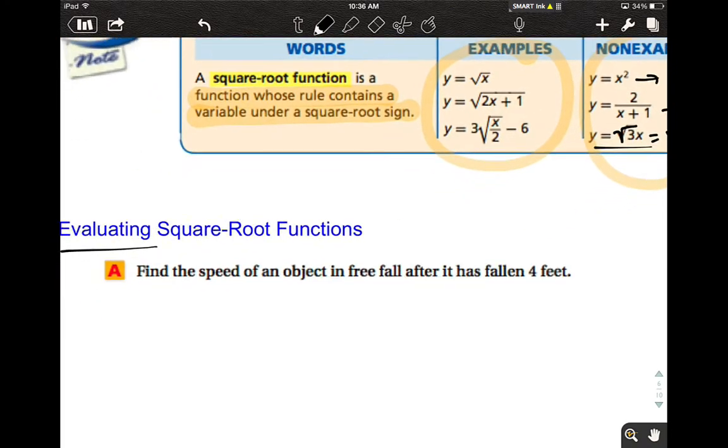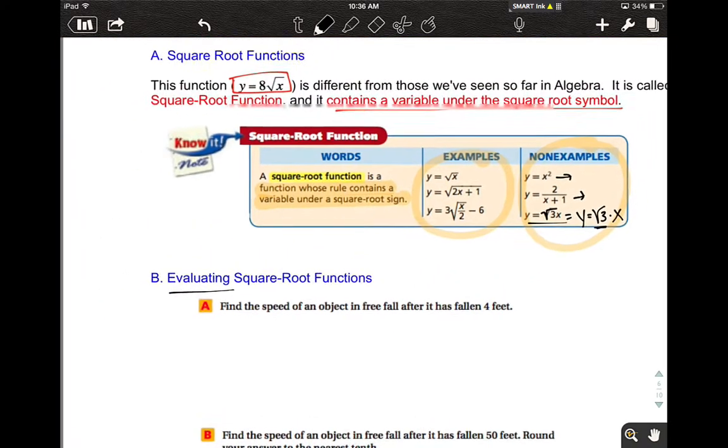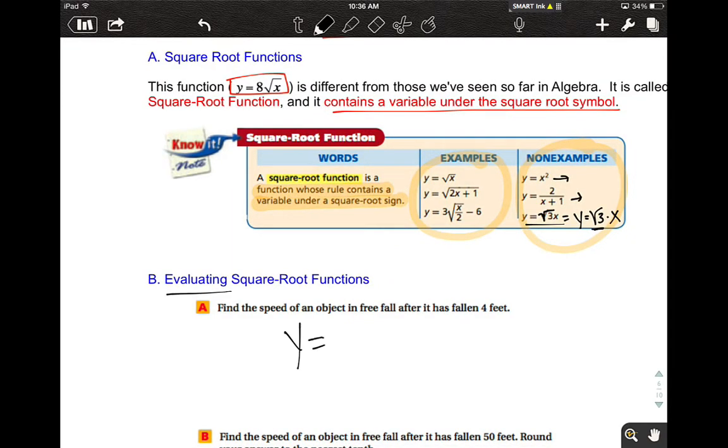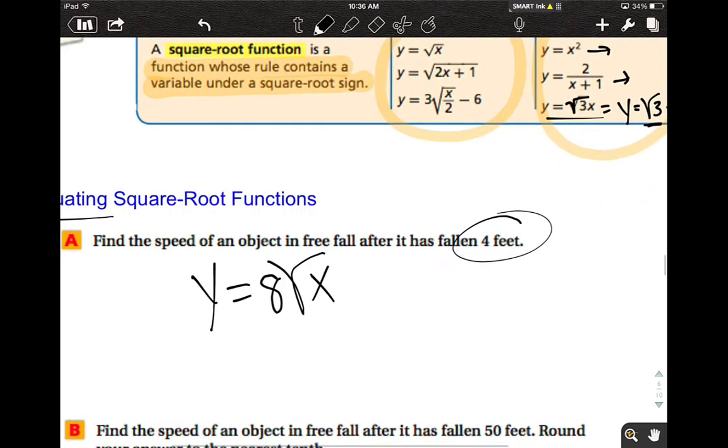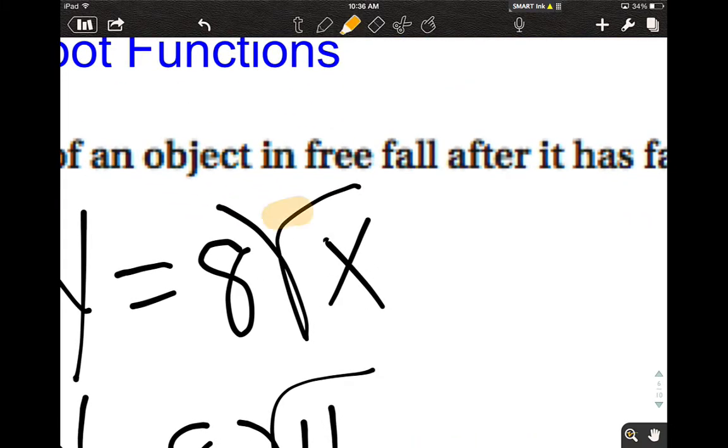Okay, so find the speed of an object after it has fallen 4 feet. y equals 8 times the square root of x, where x is the number of feet. Well, what do we got to do here, guys? We got to plug this in. So instead of writing x, we're going to write 4. y equals 8 times the square root of 4. Remember, when I write something like this, what's happening in the middle there? It's a multiplication.